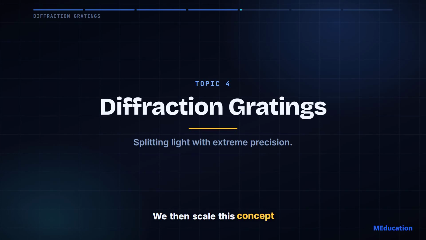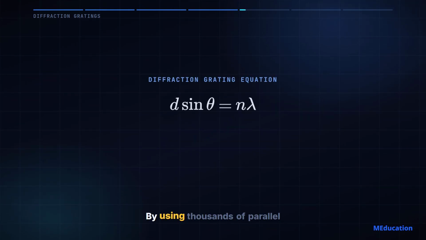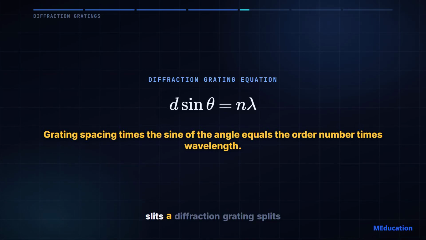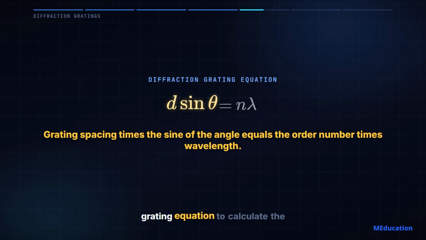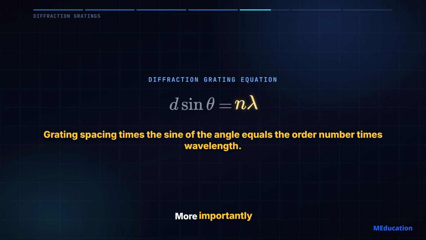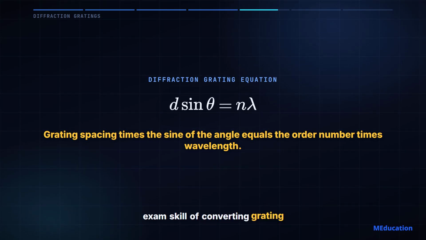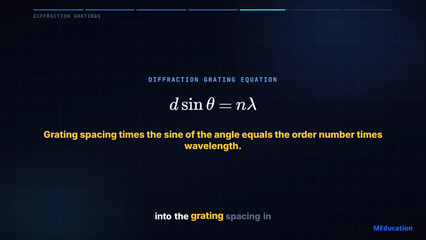We then scale this concept up dramatically. By using thousands of parallel slits, a diffraction grating splits white light into its component wavelengths with extreme precision. You will use the diffraction grating equation to calculate the maximum number of observable orders. More importantly, you will practice the crucial exam skill of converting grating labels, usually given in lines per millimeter, into the grating spacing in meters.